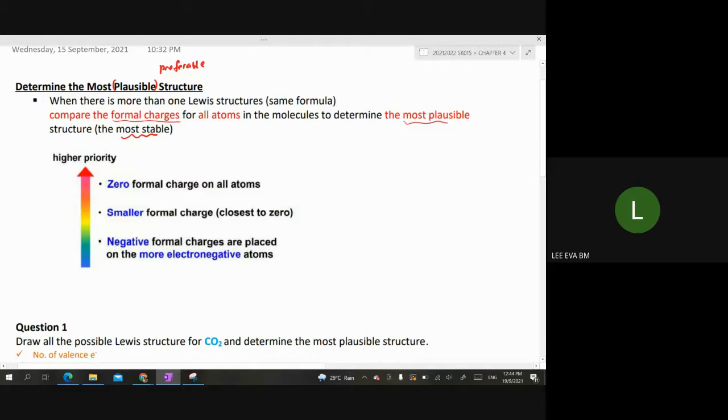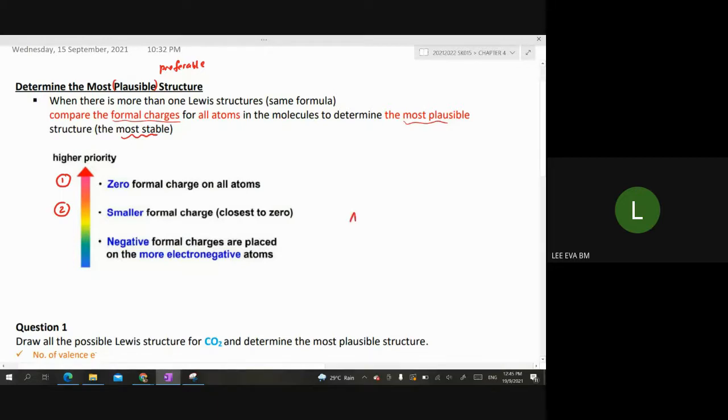And you have three priorities that you need to remember. Following the arrows, the first priority is to go for zero formal charge on all atoms. Let's say you have 5 atoms, all of them are zero. Then that is the number one priority. If you don't have that, it doesn't matter. After you calculate, you compare which structure gives you the smallest formal charge.